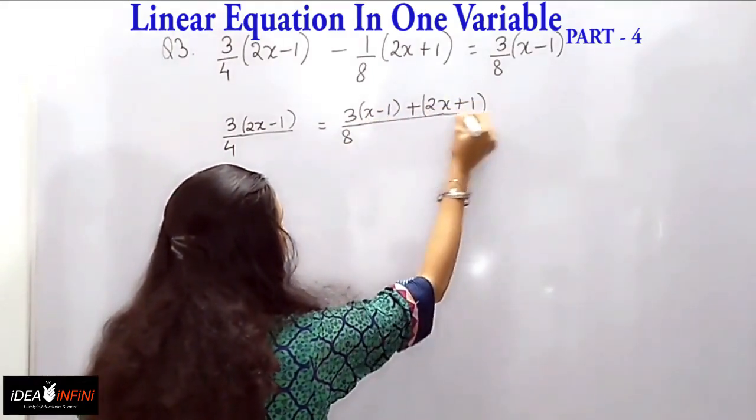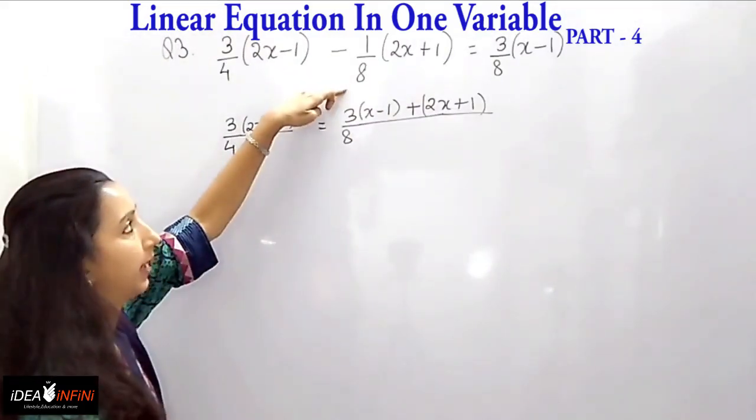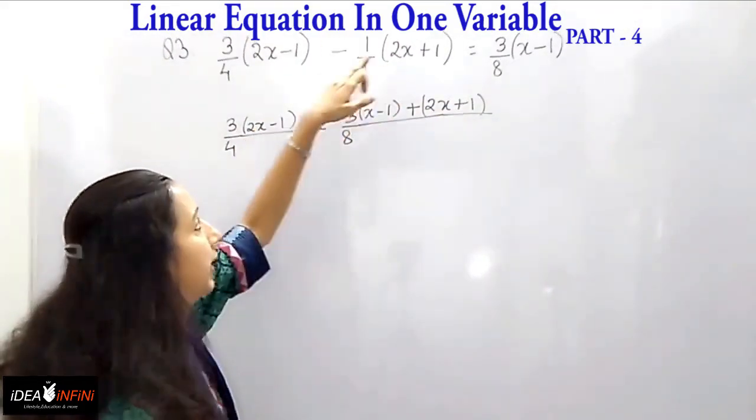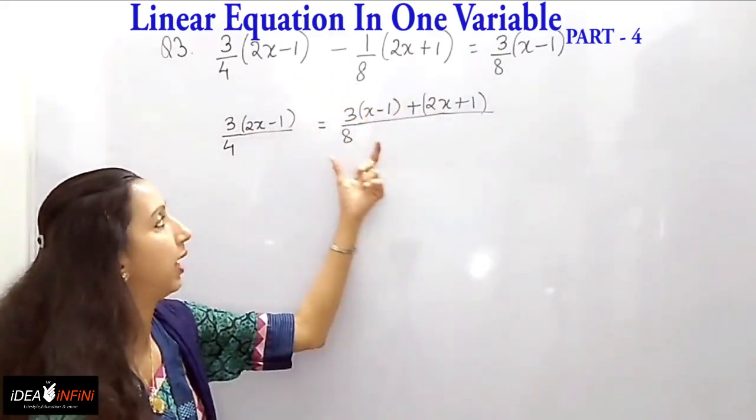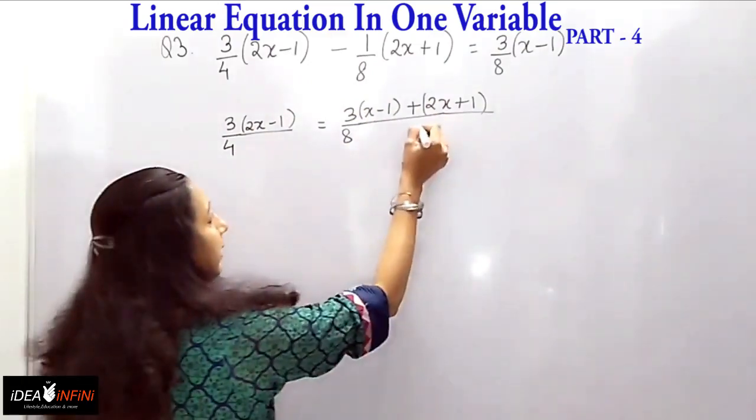See, I'll explain this step. This 1 minus 1/8, when it goes on the other side, it becomes plus. Plus 1/8 into 2x + 1. So I have taken out the common denominator. I write it here.